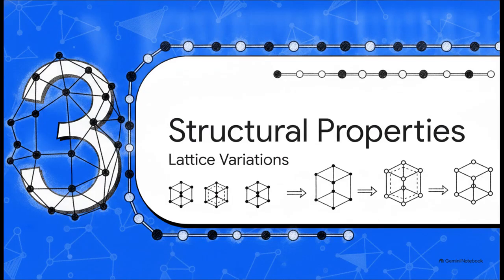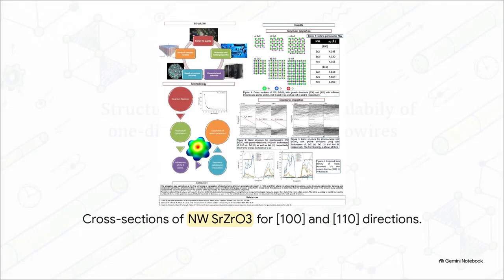That brings us to Section 3, Structural Properties and Variations. Following that geometric optimization, we first needed to analyze the resulting equilibrium lattice parameters. Notice the atomic arrangements here with strontium, zirconium, and oxygen interacting. We modeled 3 distinct formation unit sizes, the 2x2, 3x3, and 4x4 units. And we did this across 2 very distinct growth directions, the 100 direction and the 110 direction.